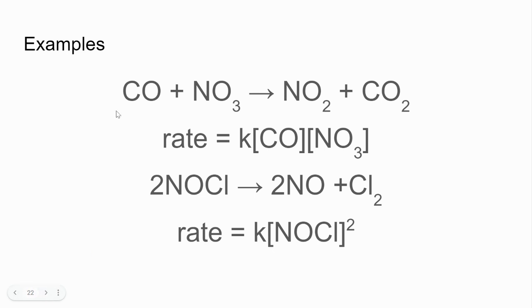So again, I'm just taking my reactants, putting them in the brackets, and taking their coefficients and making those the exponents. If I have 2 reactants, there are 2 substances that go in my rate law. If I have just 1 reactant, there's only 1 substance that goes in my rate law.